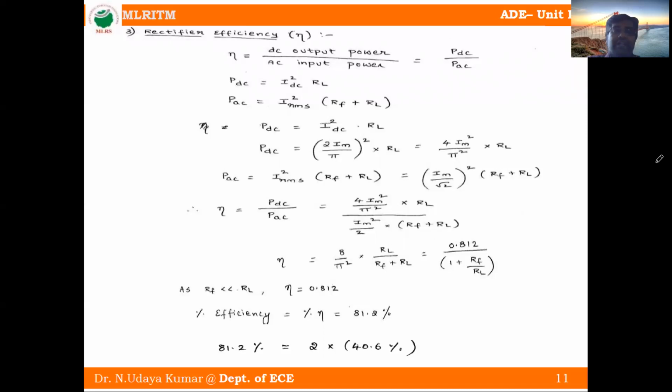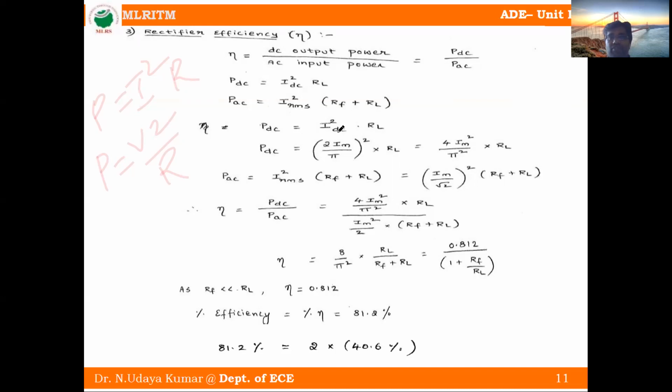Power is calculated in two ways. The basic formula is P equal to I square into R, used when current is available. If voltage is available, power is equal to V square by R. Now, since current is available, we use I square DC into RL. PAC means I square RMS into Rf plus RL.